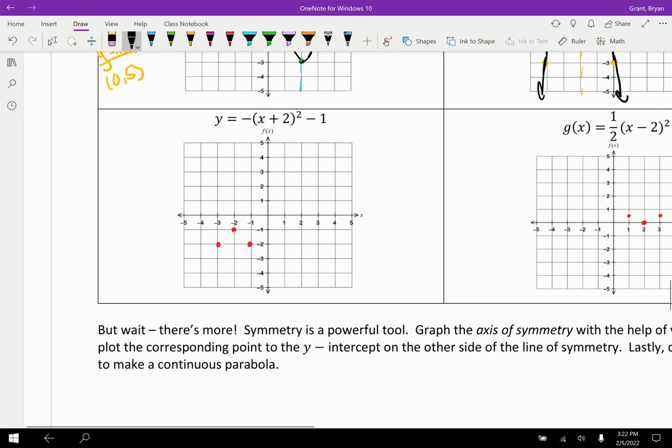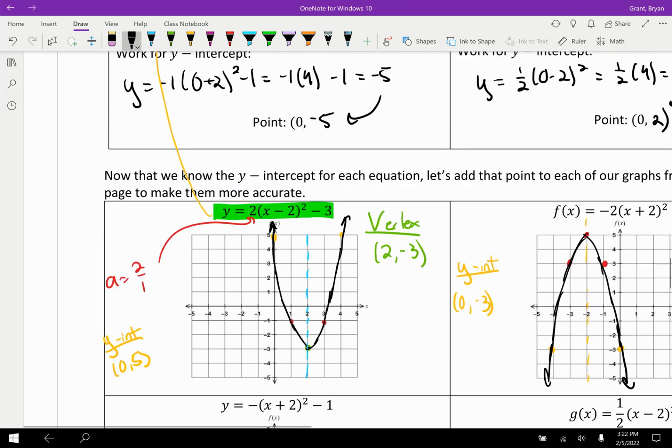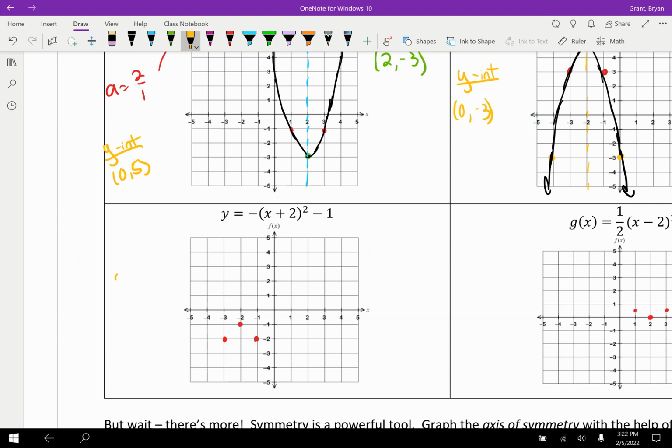Our next one, we found a y-intercept for this guy as well. It was (0, -5). Had to look up earlier to actually remember what it was. There we go. And our axis of symmetry tells us we can have another point, (-4, -5). There's one, and there's our second.